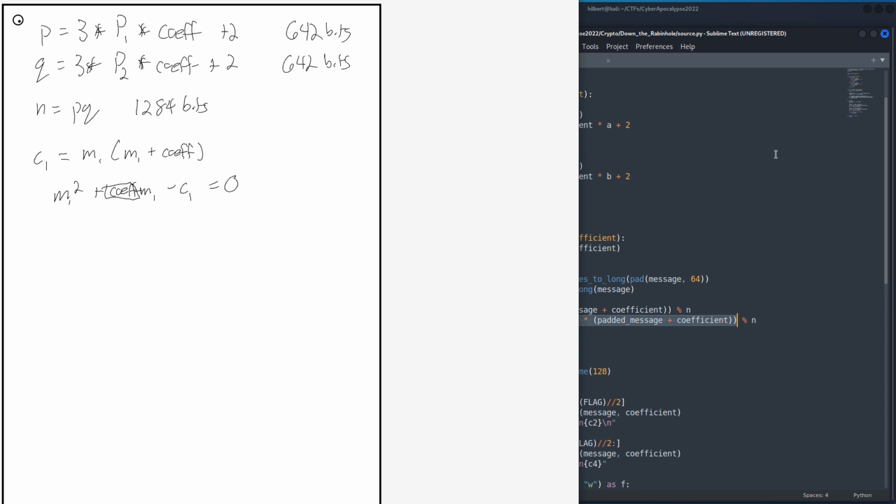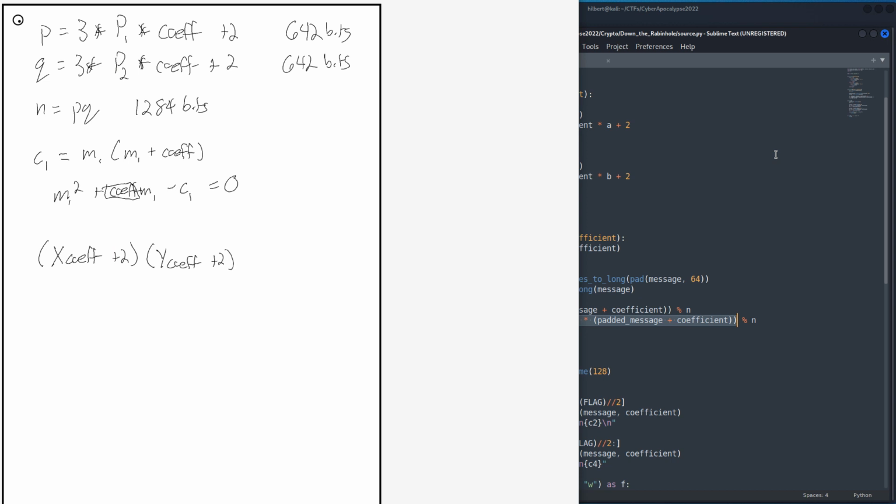So how do we get the coefficient? Well, if we look at how N is made, it is P times Q. So P is 3 times some number we don't know. Let's just call that number X, right? So that's X times the coefficient plus 2. And Q is 3 times some other big number we don't know. Let's just call that Y times the coefficient plus 2.